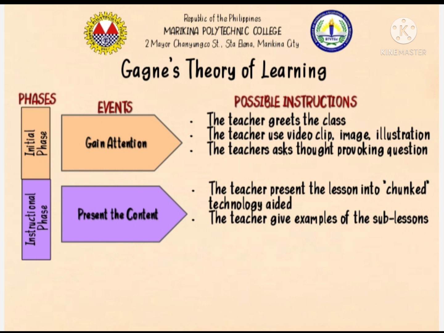The second phase is the instructional phase. The first event in this phase is present the content. In this event, there are two possible instructions. The teacher presents the lesson in chunks, technology aided. The teacher should give examples of the sub-lessons. The lesson should be presented through the use of technology aids like PowerPoint presentations. You can also add sub-lessons regarding the main lesson, so your lessons must be prepared before you discuss them to your class.